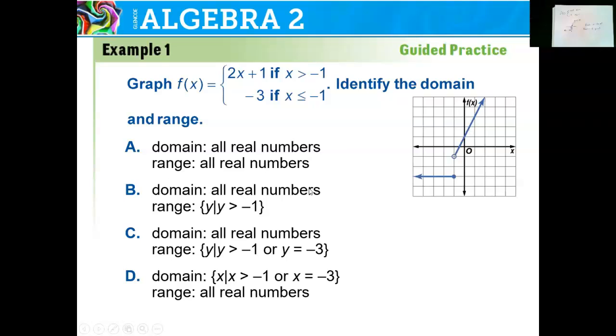The domain, all real numbers, range, y must be greater than -1. Well, that's true, but that doesn't encompass this -3 here. So C, domain, all real numbers, range, y is greater than -1 or y is equal to -3. That seems correct. Domain here, they have that cut off. That's incorrect, so the correct answer is C.